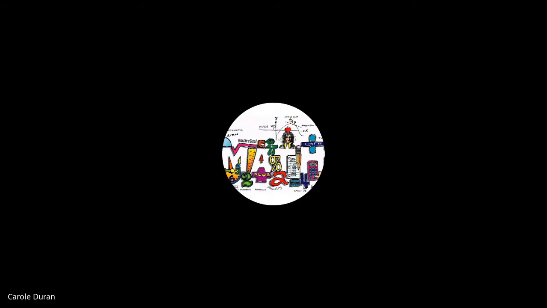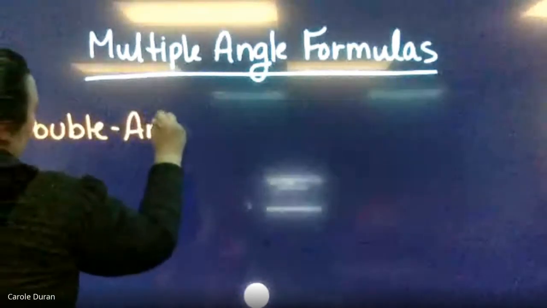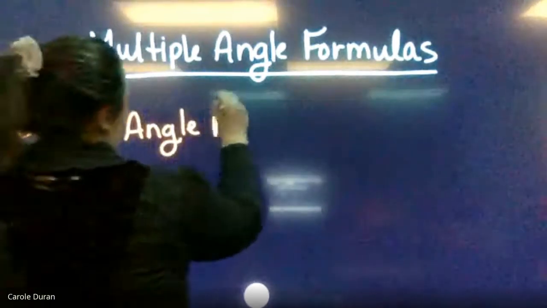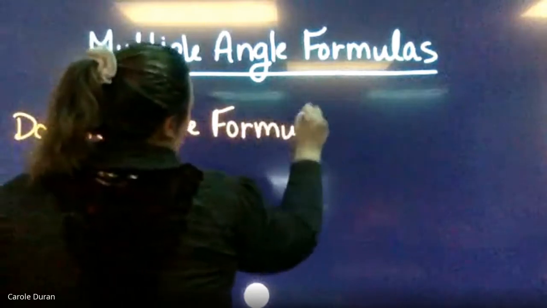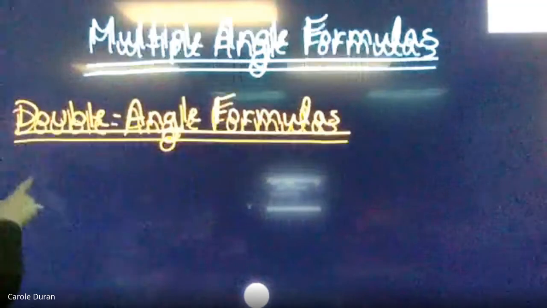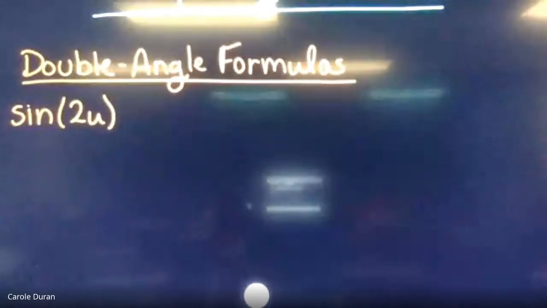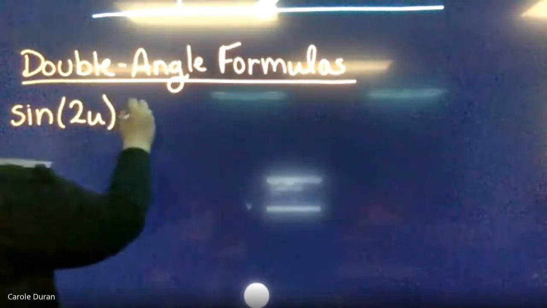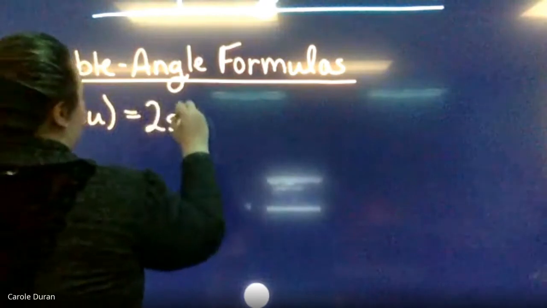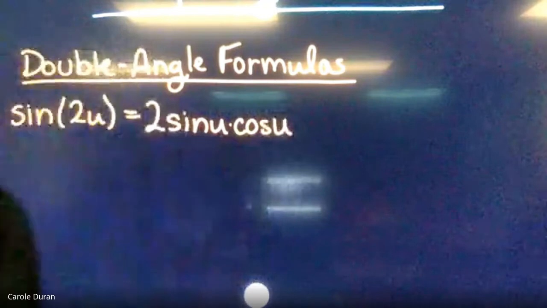Like what we call our double angle identities or formulas. So the first one is, if I'm taking the sine of 2 times some angle u, this is equal to 2 times sine of that angle u times cosine of that angle u.